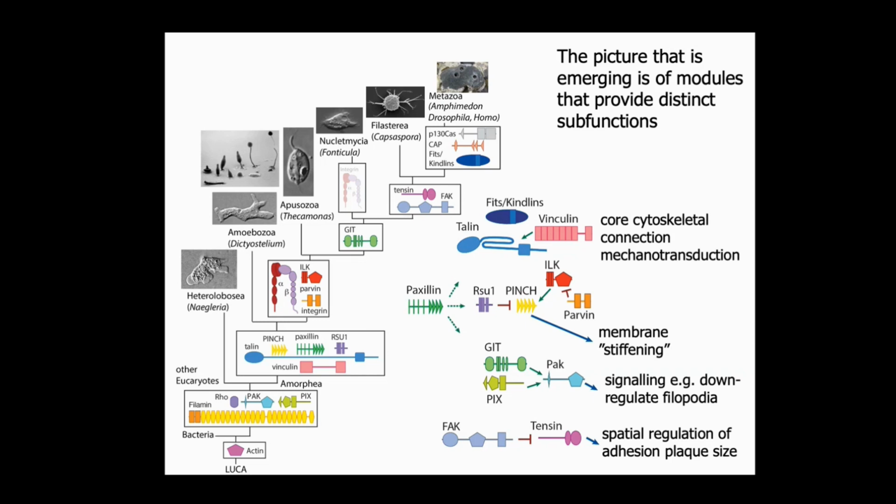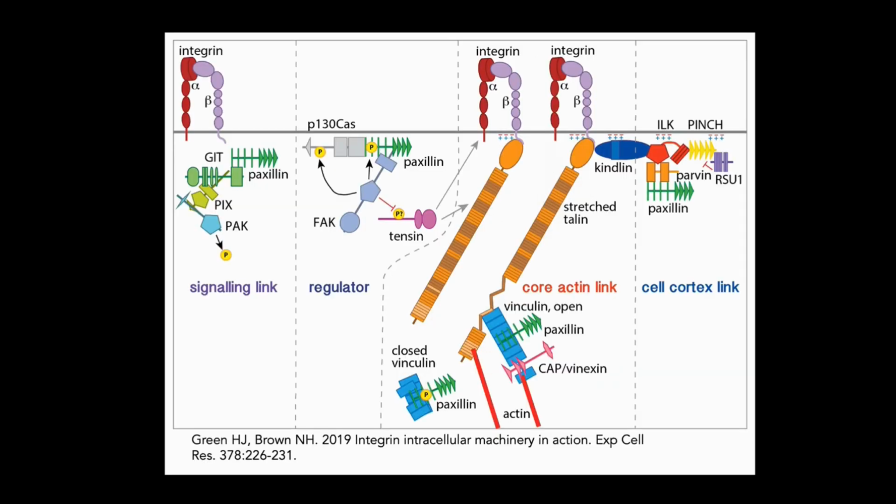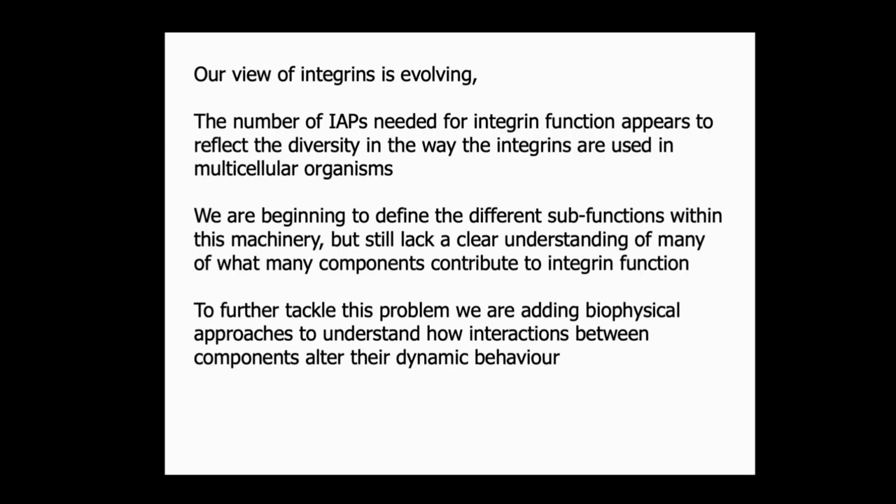And we like to think about this like cocktails. So you have these key elements which are all important to make a good cocktail, but the variation in amounts gives you a range of effects and functions. And so this is our vision of these different components working together in a joint way to mediate integrin function. So basically, we think that the reason we need so many is the diversity of the way integrins work in different contexts.